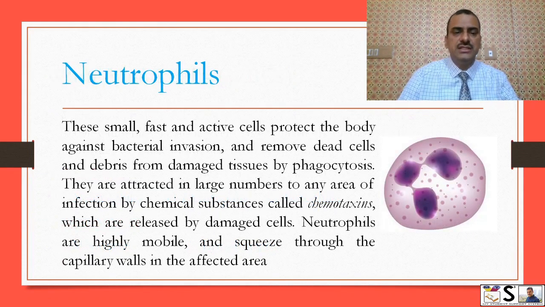What is neutrophil? These are small, fast, and active cells that protect the body against bacterial invasion and remove dead cells and debris from the damaged tissue by phagocytosis. They are attracted in large number to any area of the infection by chemical substances called chemotaxins, which are released by damaged cells. Neutrophils are highly mobile and squeeze through the capillary wall in the affected area of tissue, meaning they can move outside the blood vessel.